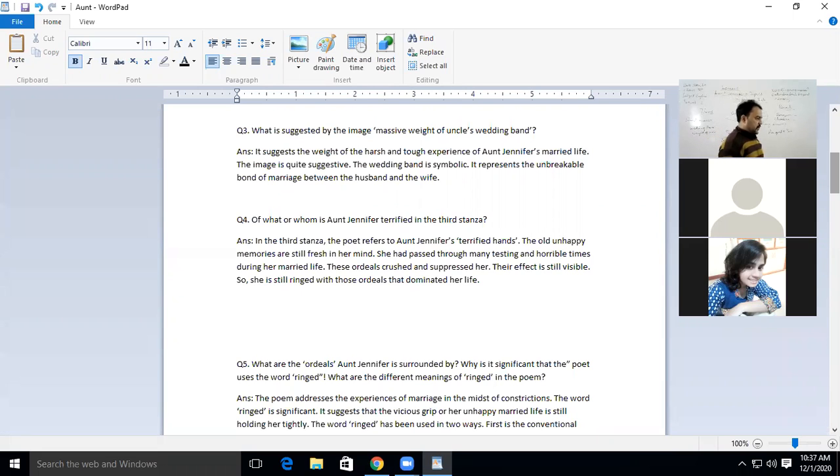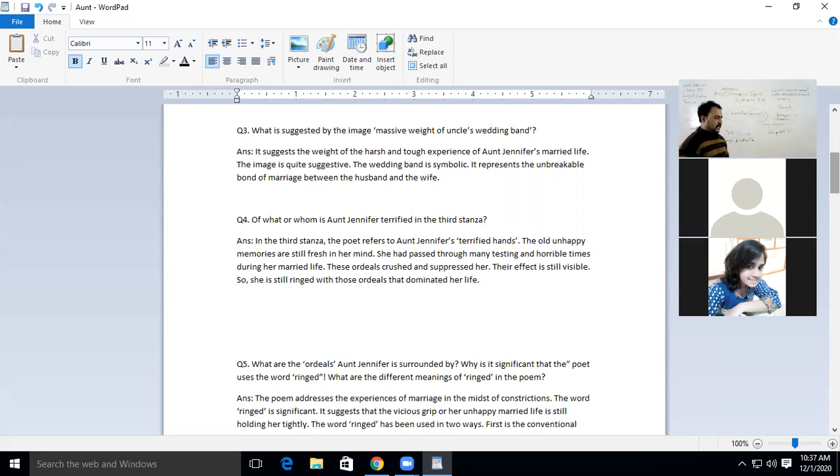In the third stanza, the poet refers to Aunt Jennifer's terrified hands. The old unhappy memories are still fresh in her mind. She had passed through many testing and horrible times during her married life, many bad experiences. These ordeals crushed, oppressed and suppressed her. Their effect is still visible.